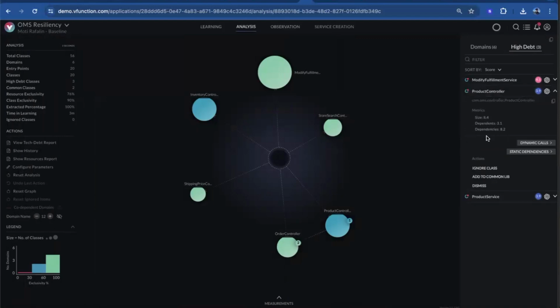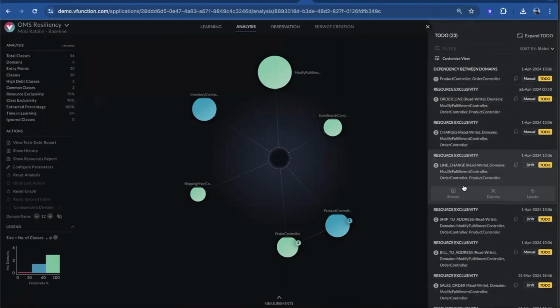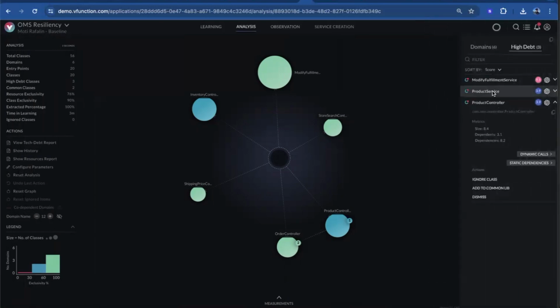To sum up, we have seen three sources of technical debt and how they were prioritized. The list of to-dos can be exported to Jira or other systems, and some of the to-dos have assisted remediation with AI. For example, high debt classes can get a very detailed prescribed remediation using ChatGPT.